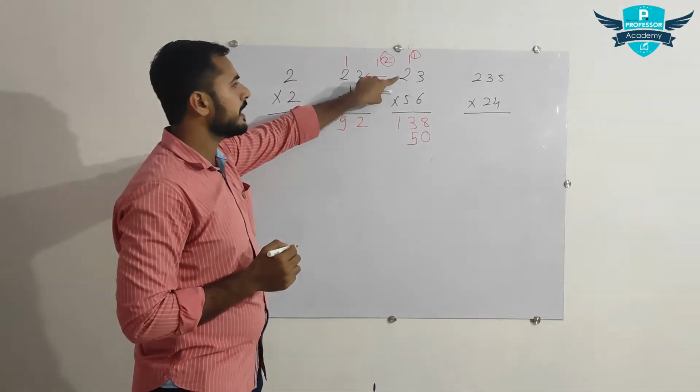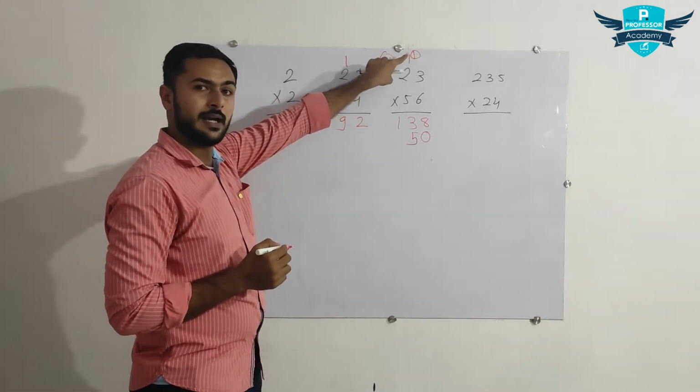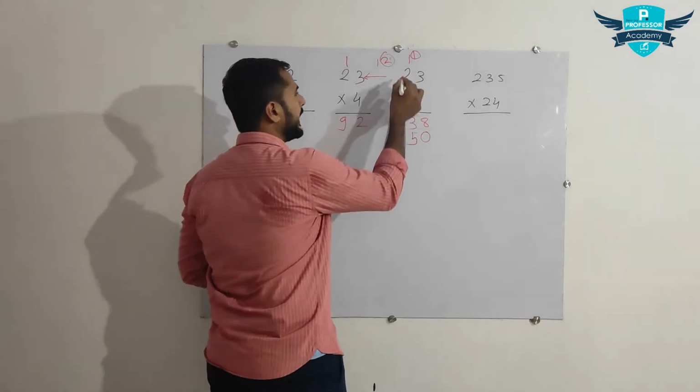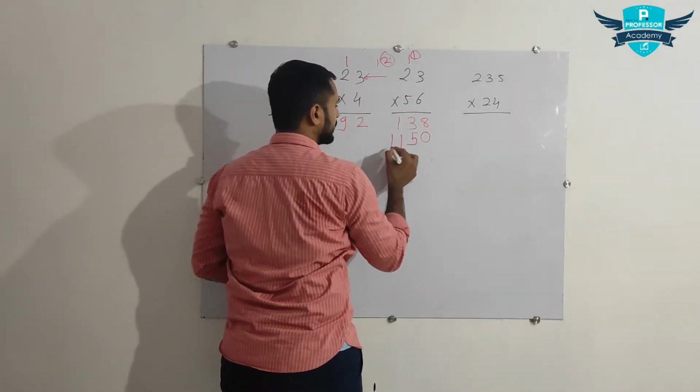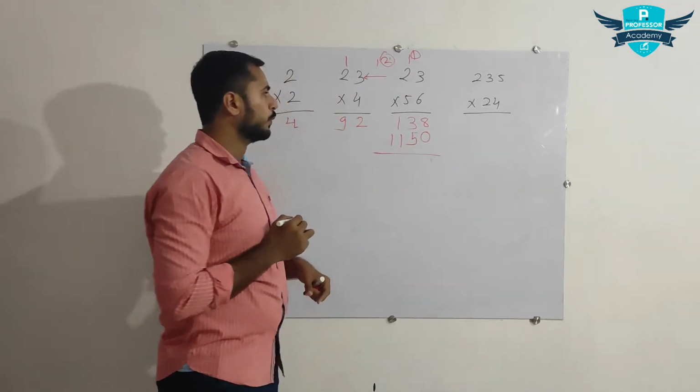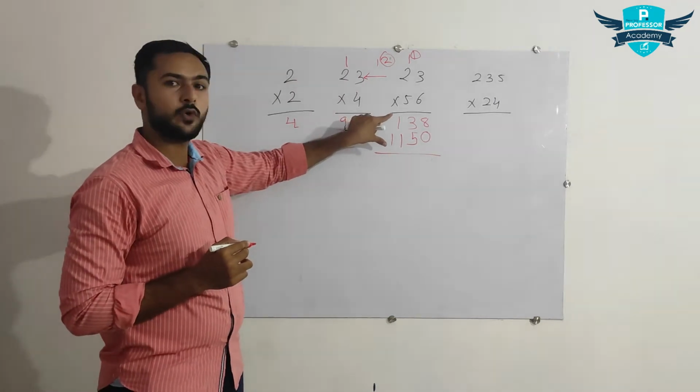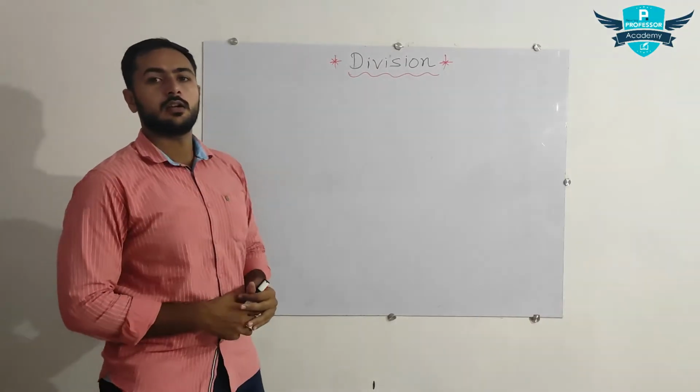Now, 5 2s are 10. 10 and 1, 11. Okay. In the next step, we have to do addition for these both the numbers.